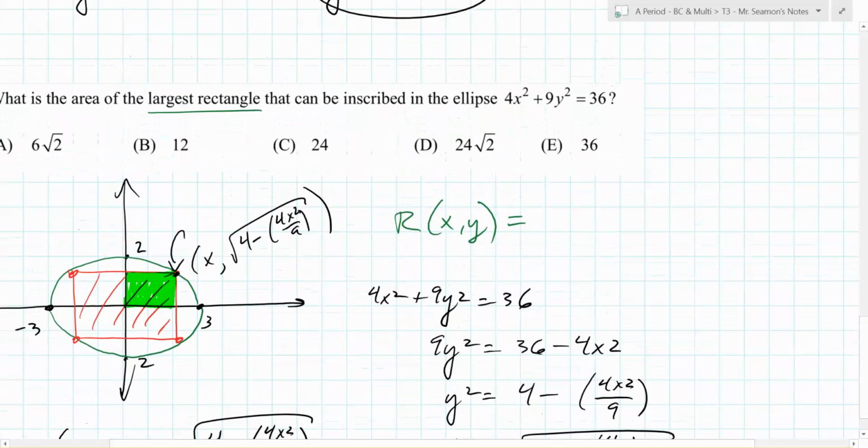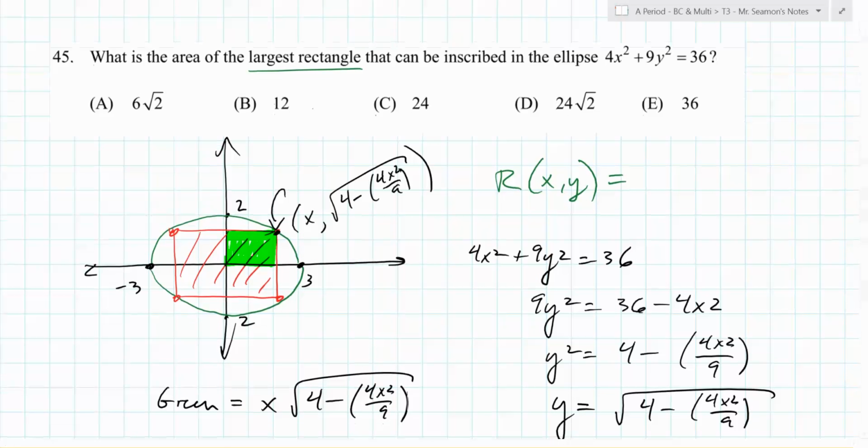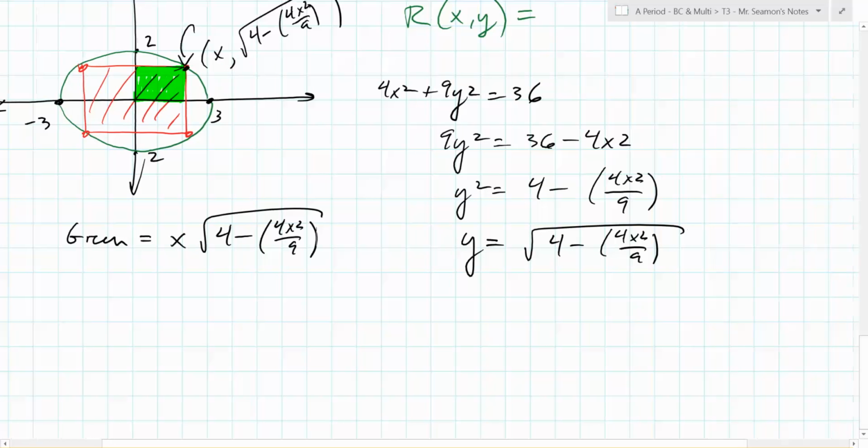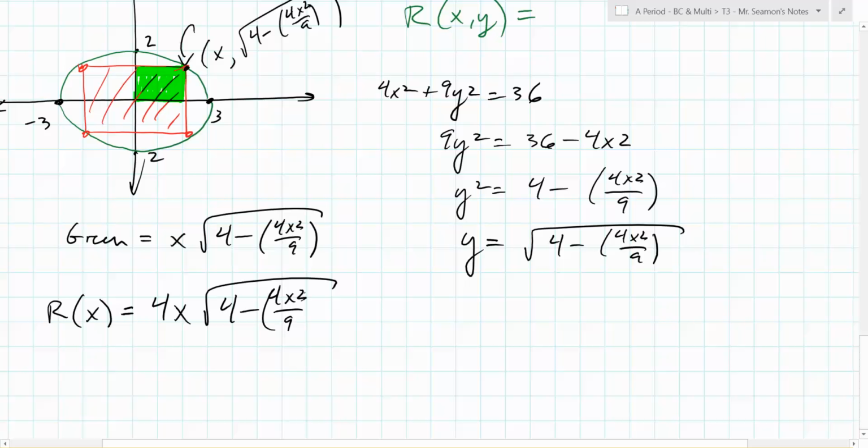So is it asking us for the actual area of the largest rectangle? No, it's asking us for the largest rectangle that can be inscribed, right? What is the area of the largest, oh, it is, sorry. What is the area of the largest rectangle? Sorry. So if that's the green right there, how do you get the whole thing? Multiply it by what? So we have 4x times the square root of 4 minus 4x squared over what? 9. That's the area of that whole rectangle, right?